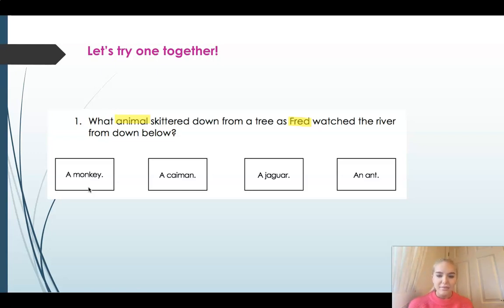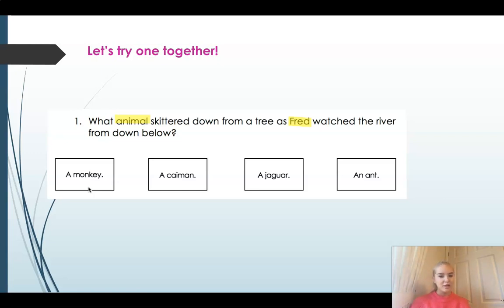So I can think, well, this animal is skittering down from a tree, and that means they're running down from a tree. Can monkeys run down from a tree? Yes, they can. Now, a caiman, what is a caiman? It's that alligator type creature that lives in the water. So would a caiman skitter down from a tree? Probably not, no. Now, we know from our geography knowledge that where do jaguars live in the rainforest? Where is their habitat? Which layer? That's right, the forest floor. So it's really unlikely that a jaguar would have skittered down from a tree. And finally, an ant. Could an ant skitter down from a tree? Yes, they could. So I've narrowed it down there to my 2 answers, a monkey and an ant.